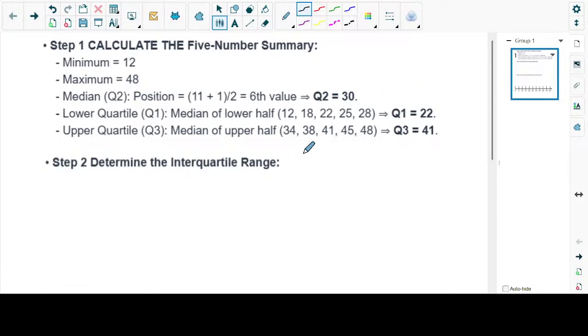So the minimum we said yesterday was the lowest value that we can have, provided the data is arranged from smallest to biggest in ascending order. We said the minimum was 12. We said max was the highest number, and it was 48. Okay, sharp.